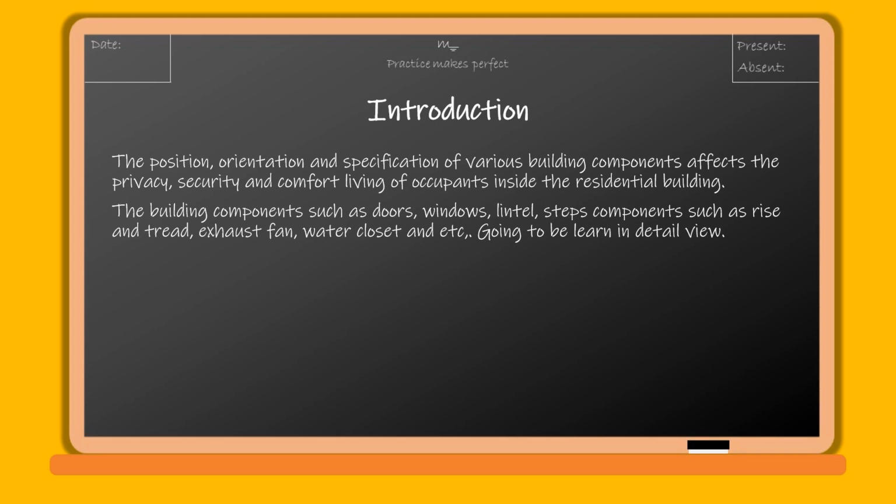The position, orientation, and specification of various building components affect the privacy, security and comfortable living of occupants inside the residential building. Building components such as doors, windows, lintel, steps, components such as rise and tread, exhaust fan, water closet and so on are going to be learned in detail.